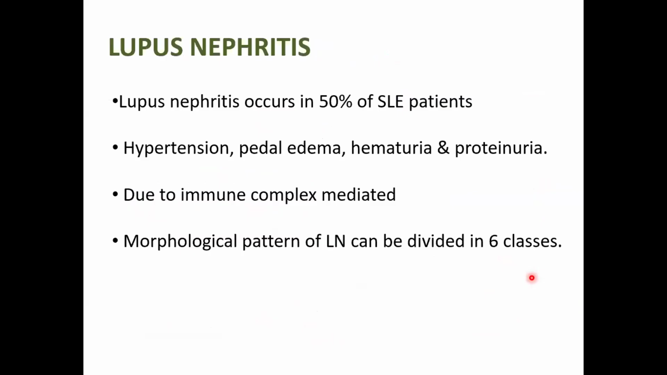So coming to the discussion, lupus nephritis is seen in 50% of SLE patients, and they present with hypertension, pedal edema, hematuria, and proteinuria. It is actually due to the immune complex deposition within the glomerulus. And lupus nephritis has been divided into 6 classes.